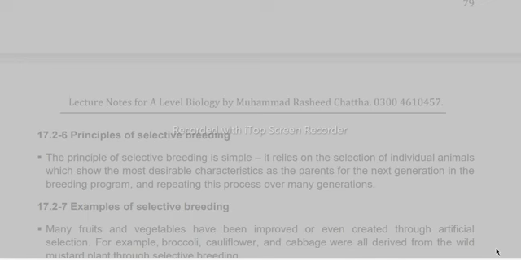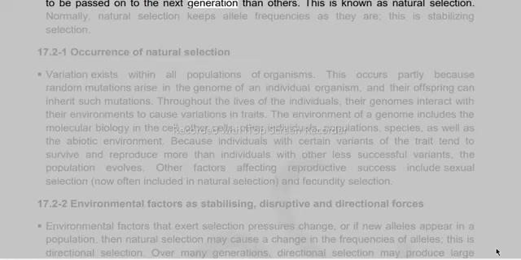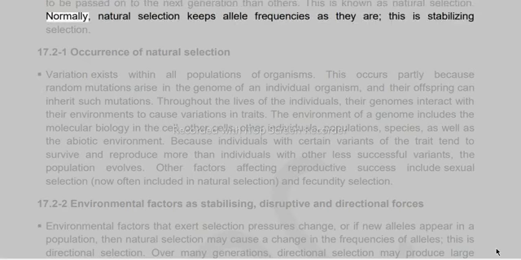to be passed on to the next generation than others. This is known as natural selection. Normally, natural selection keeps allele frequencies as they are. This is stabilizing selection.